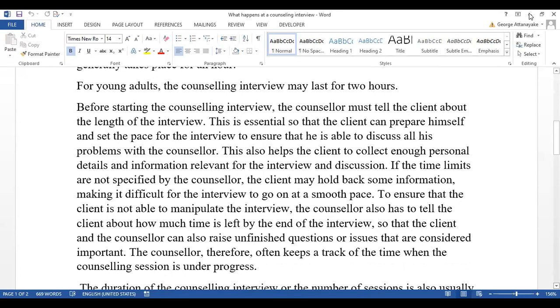Before starting a counseling interview, we have to make the interviewer or the client aware of what we are going to do. The counselor should tell the length of the interview, whether we are taking half an hour or 1 hour, and the purpose, and what to expect by doing this. You have to make him aware before starting the counseling interview.